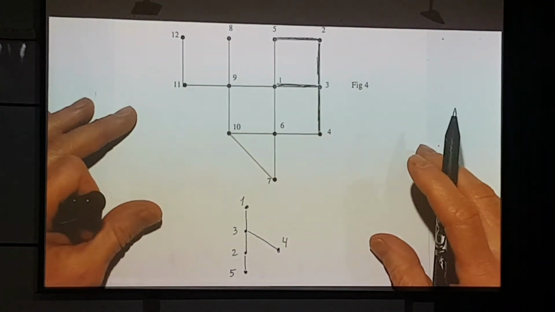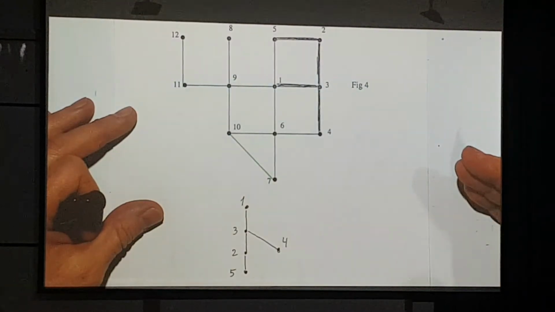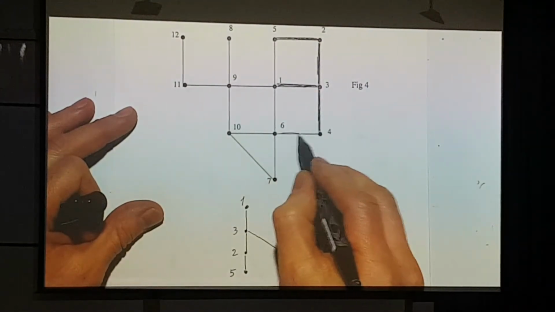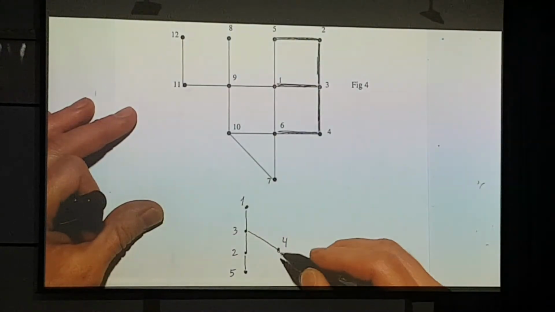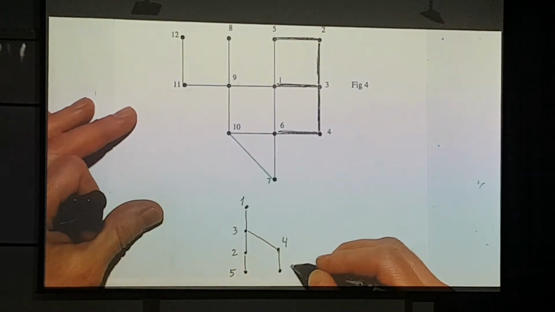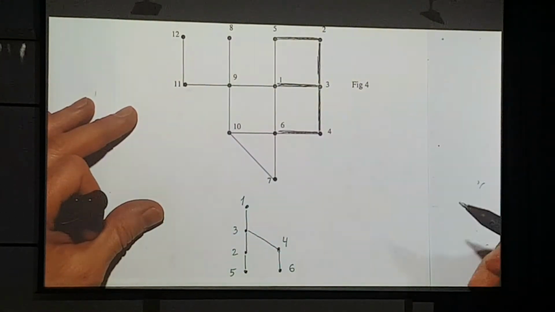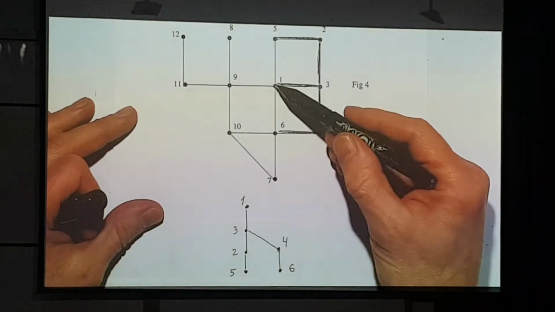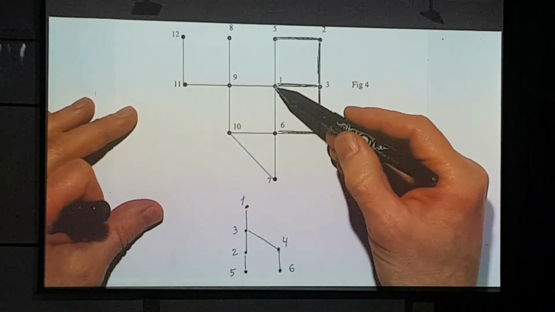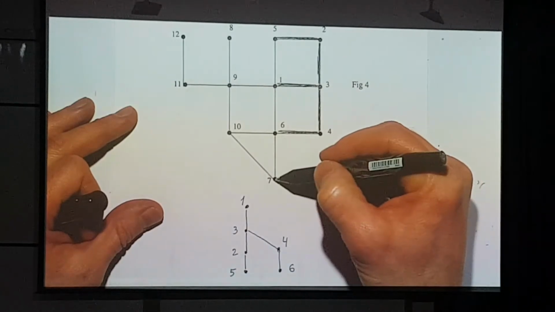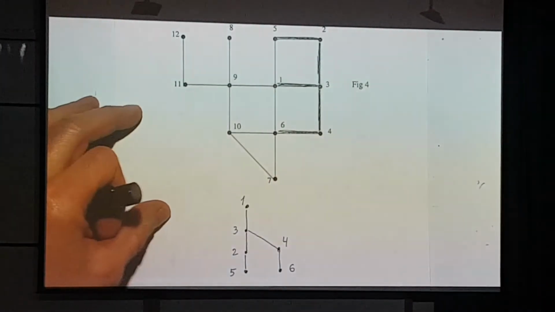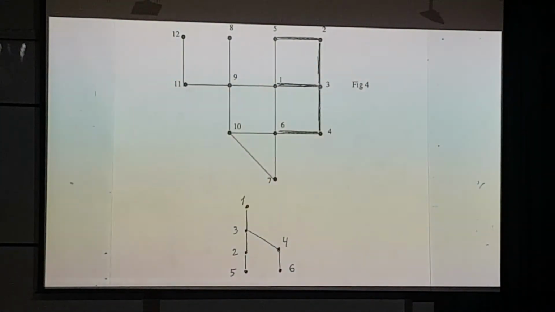So that branches off on my spanning tree. From 4 I can only go to 6, so I add 6 to my spanning tree. From 6, again, I don't want to go back to 1. I can go either to 7 or to 10. Since we agreed to give preference to smaller labels, I go to 7.